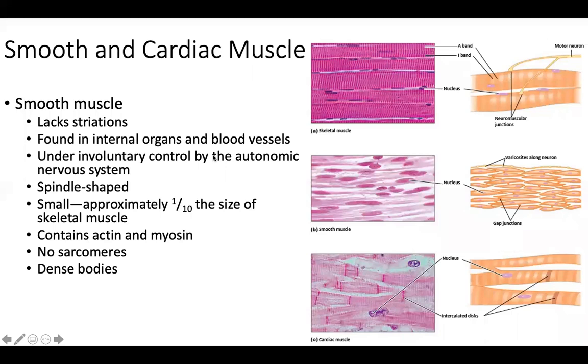Okay, so let's go ahead and start here. Smooth and cardiac muscle. Basically, looking at smooth muscle, we're thinking about ways that it differs from skeletal muscle, which we've talked at length about already.